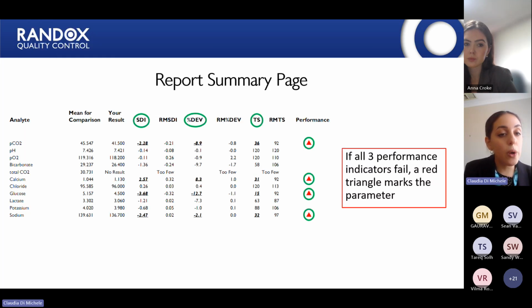At the very end of your report, you'll receive this summary page. It will show you all the analytes that you're enrolled for and each of the performance metrics, together with the running mean of your performance metrics. If all 3 performance indicators have failed in this sample, a red triangle will mark next to the parameter, notifying you that maybe that's a page that you should go spend more time looking at.